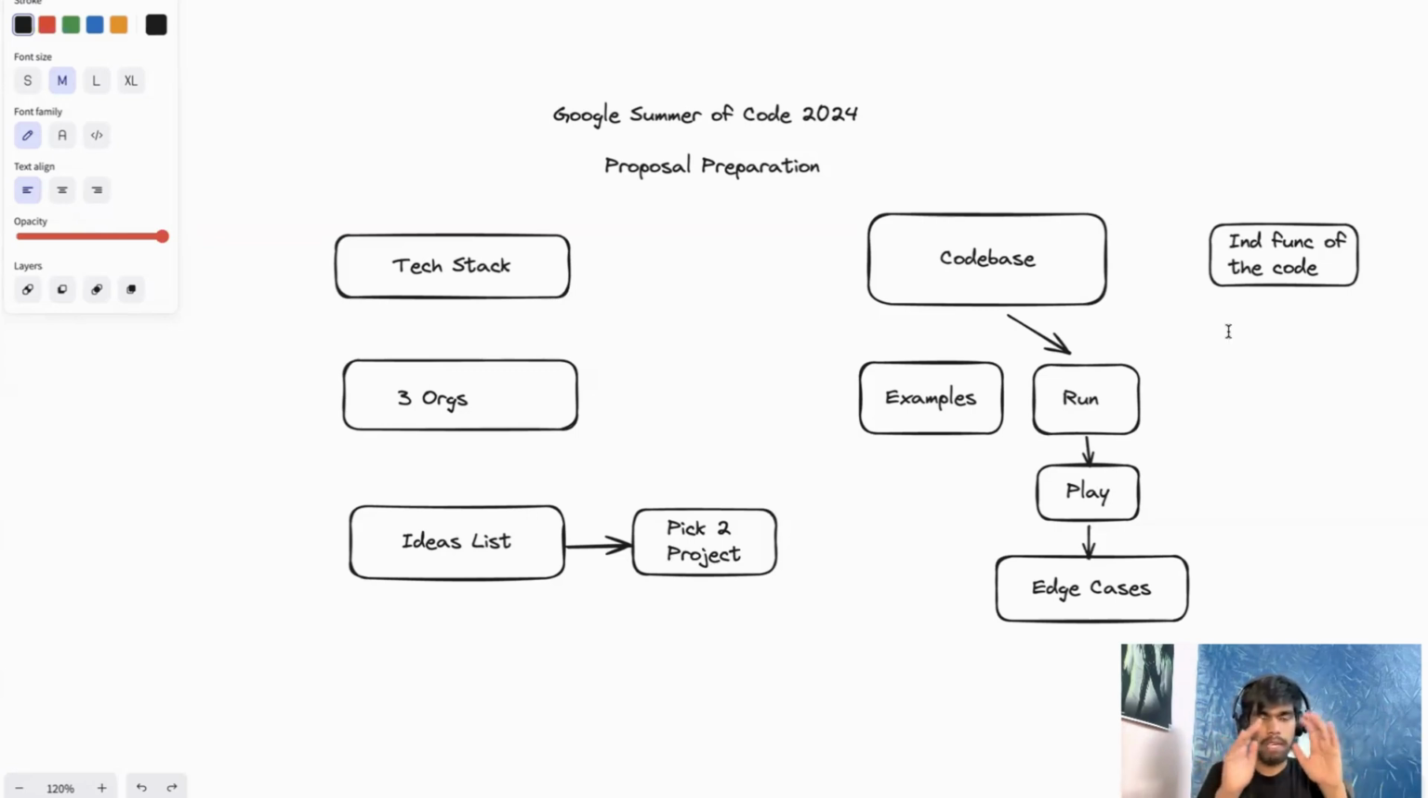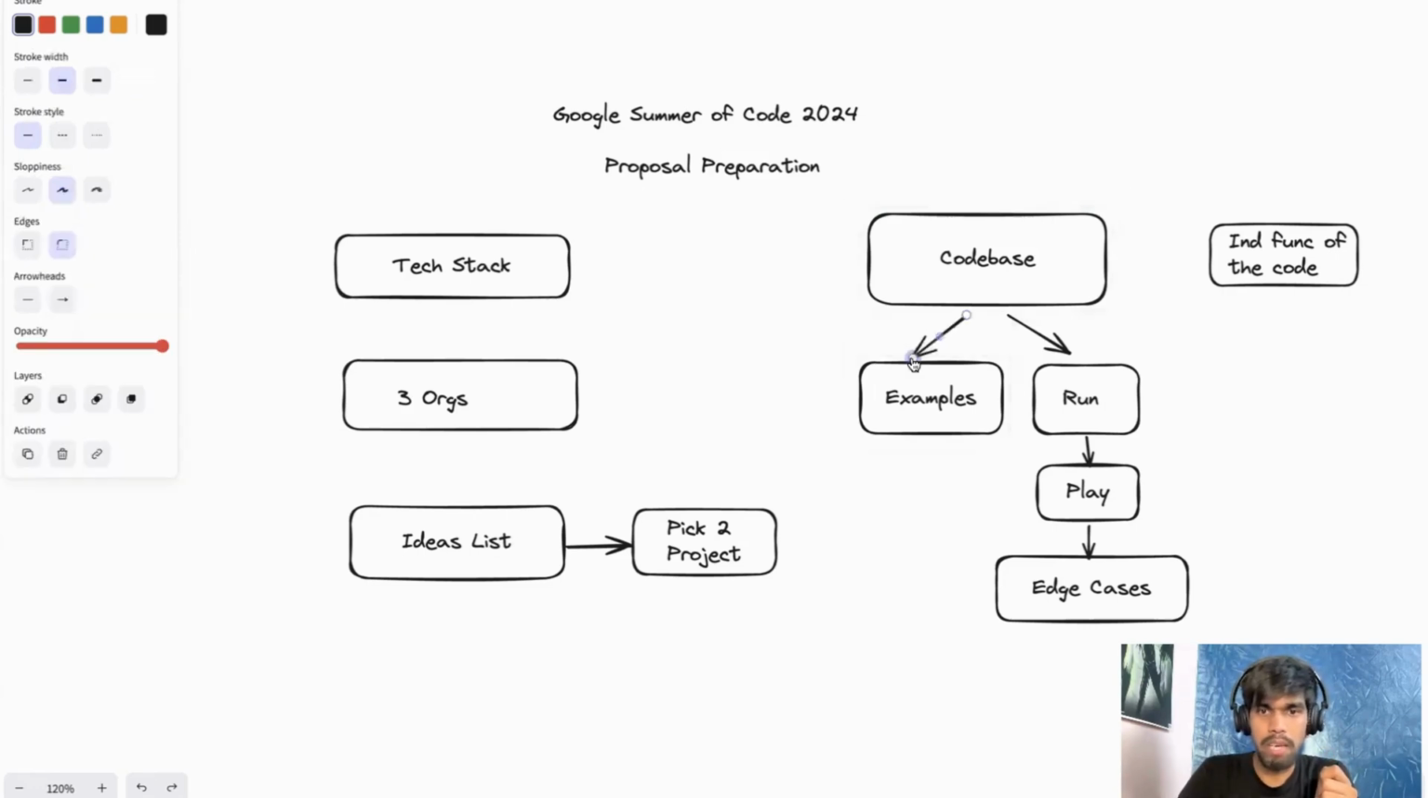So far, what we have done is pick a tech stack, choose an organization. Each organization has an ideas list, pick two projects, and then play around with the codebase. If they have examples, then that is the best part to start with, which is my first preference. I usually check for the examples. If there are a few examples, I'll copy paste them, then I'll try to build a few of the same examples, and then I'll try to replicate a new thing.